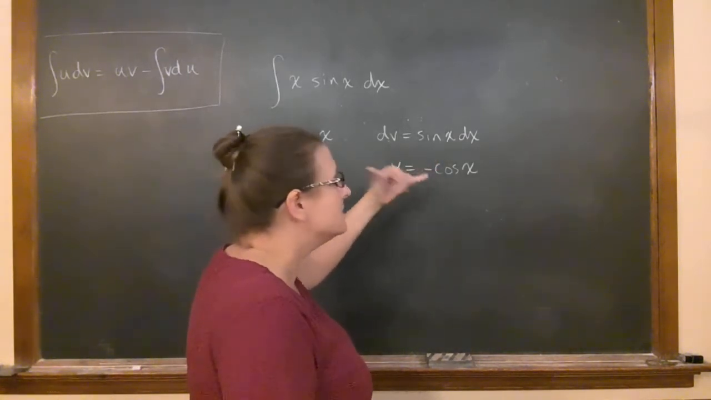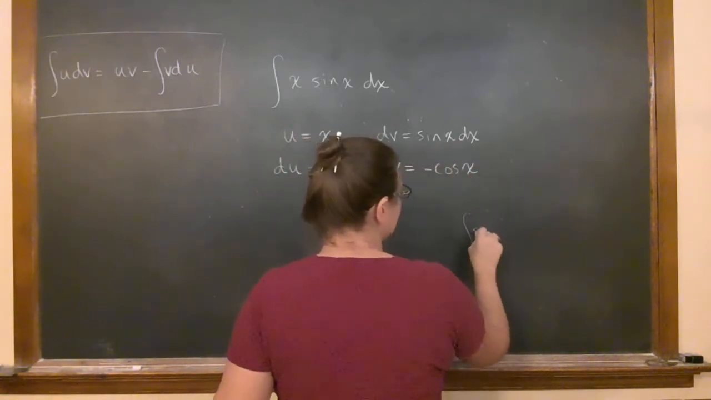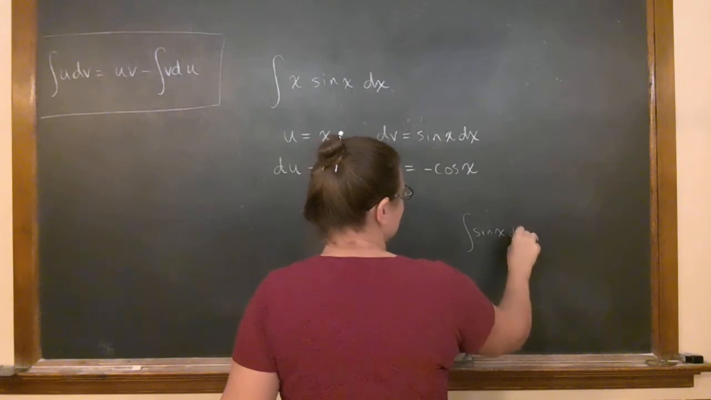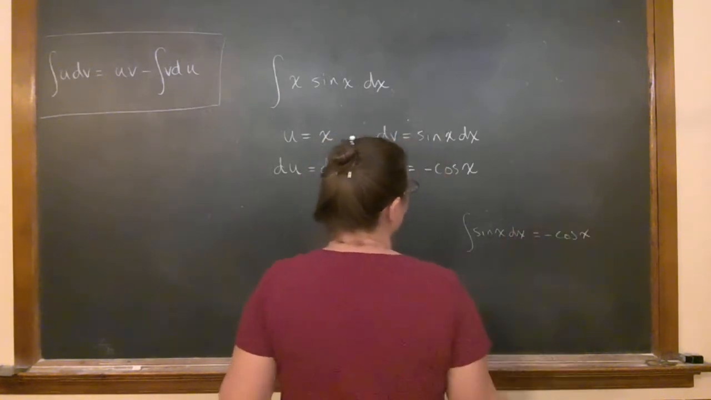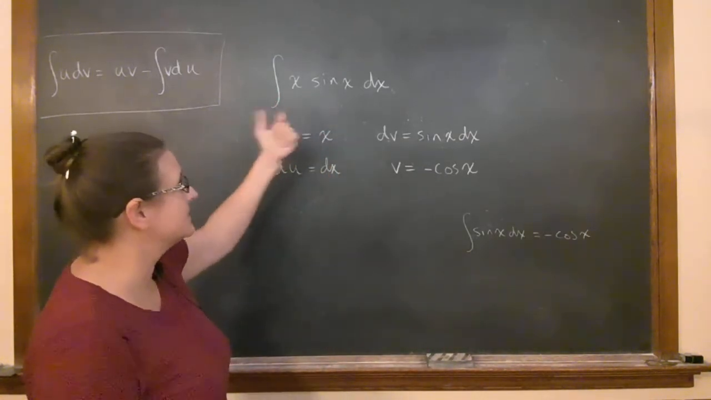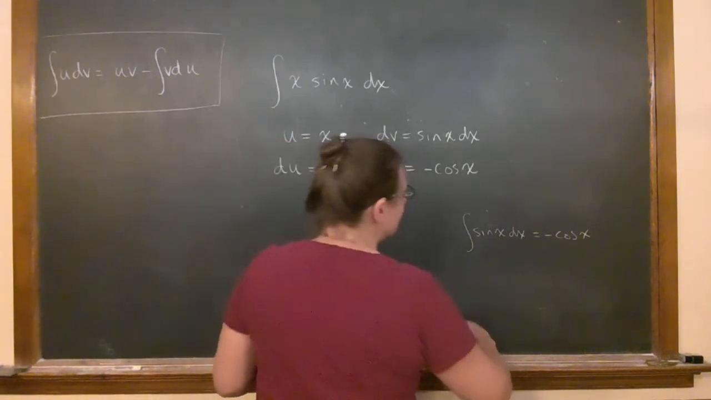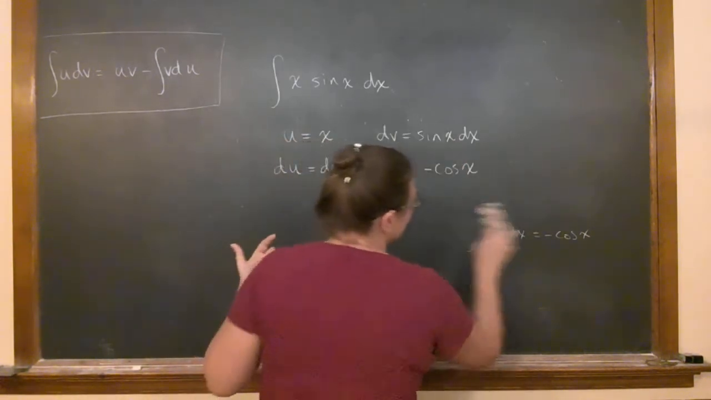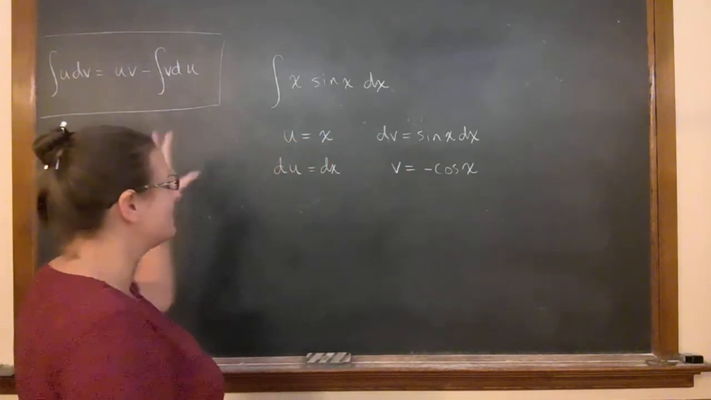So you can do this if you want. You can write it out somewhere. The integral of sine x dx is minus cosine x. You don't have to do it that way. Sometimes it's going to be something that might take a little bit of integration. But a lot of times this is something that you can do in your head. Okay? So now we have everything we need.